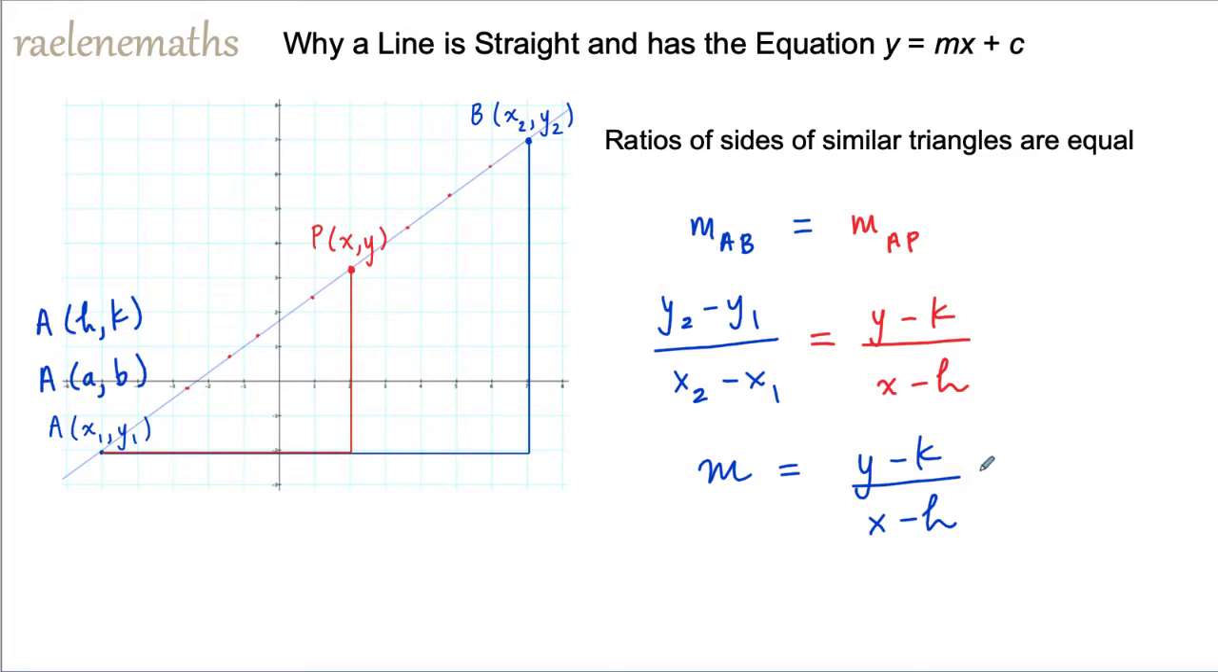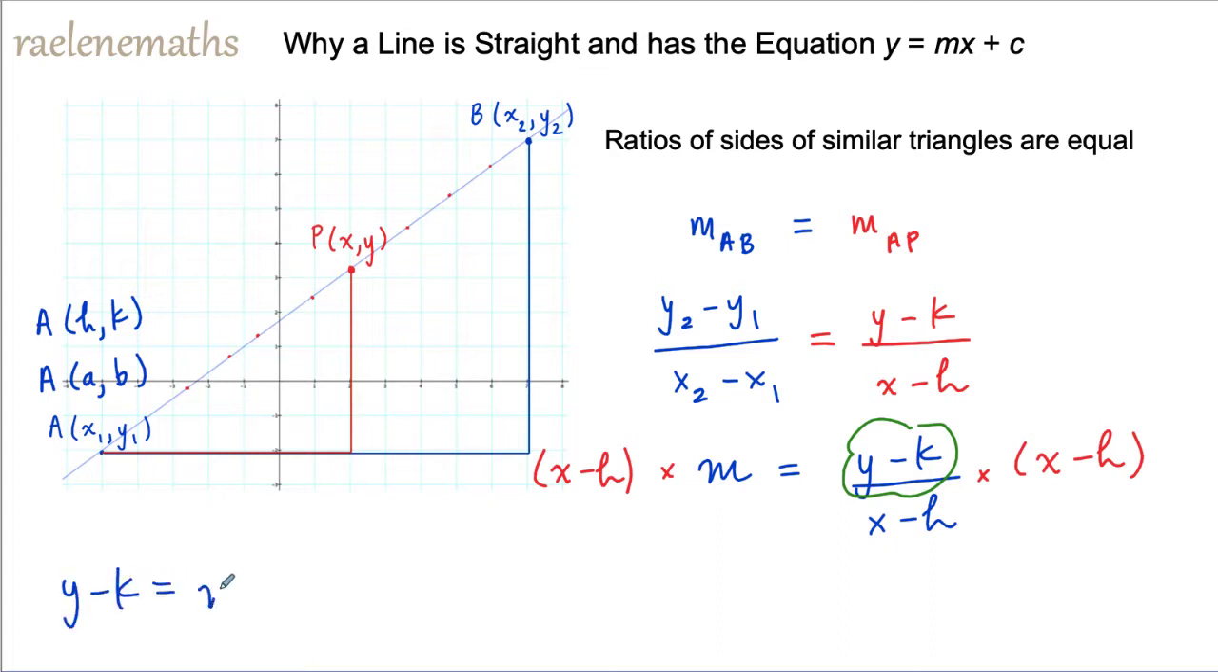To make the equation look a little simpler, I will clear the fraction by multiplying by x minus h on both sides, and then rearranging, I can isolate for y minus k to give the equation y minus k equals m times x minus h. This is known as the point slope form or the gradient point form of a line, and it is one step closer to finding out how we come up with the equation y equals mx plus c.